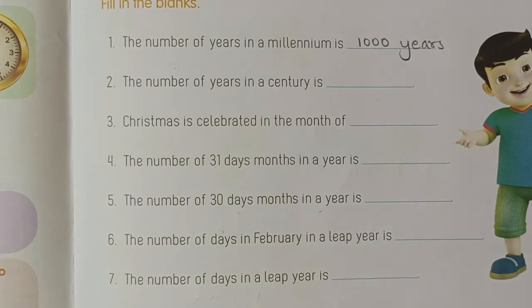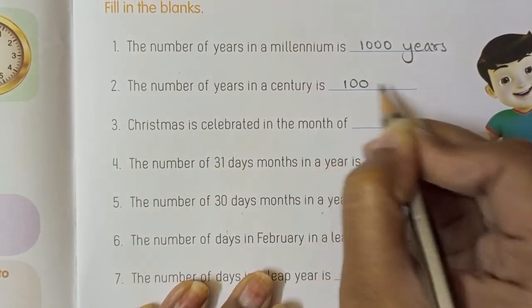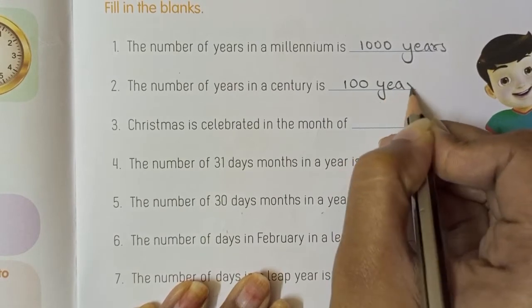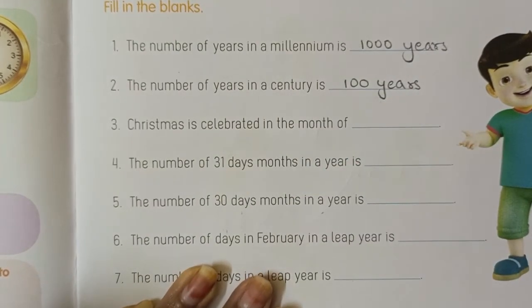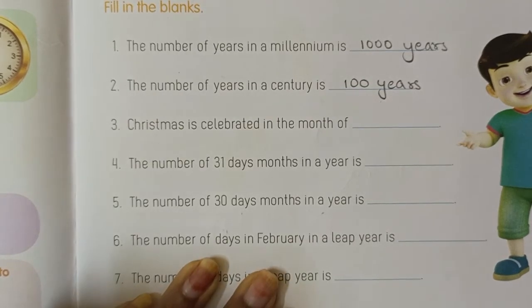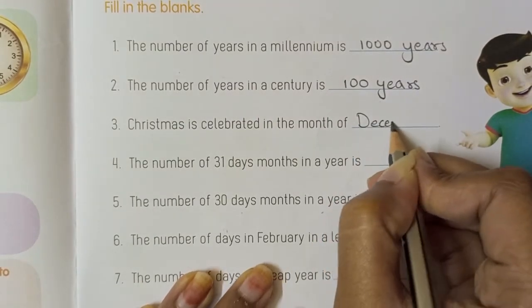Number of years in a century. How many years are there in a century? 100 years. Next one. Christmas is celebrated in the month of December. So write December.